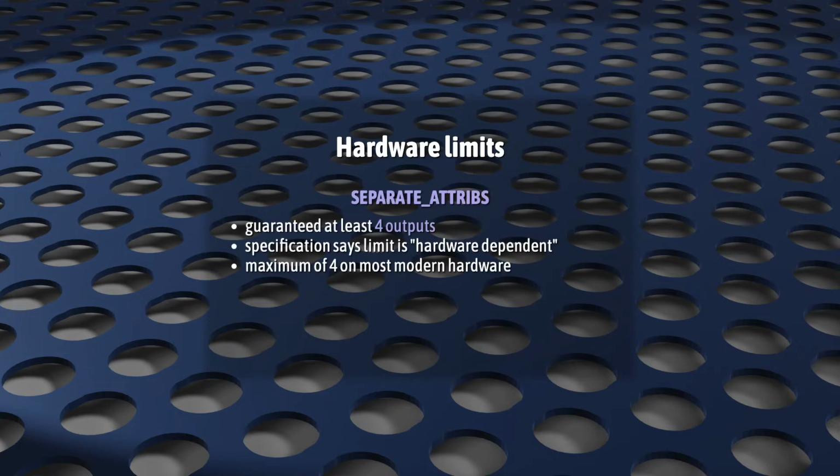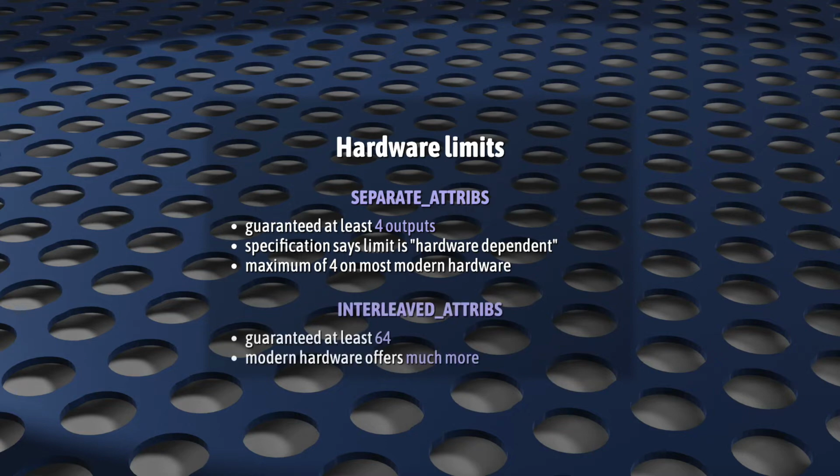As always, there are hardware limits. If you use separate attributes, you're limited to 4 outputs. The spec says that the limit is hardware dependent and that you're always guaranteed at least 4, but 4 seems to be the only value that you'll ever encounter, even on modern hardware. And if you use interleaved attributes, you're guaranteed a minimum of 64 interleaved output varyings.